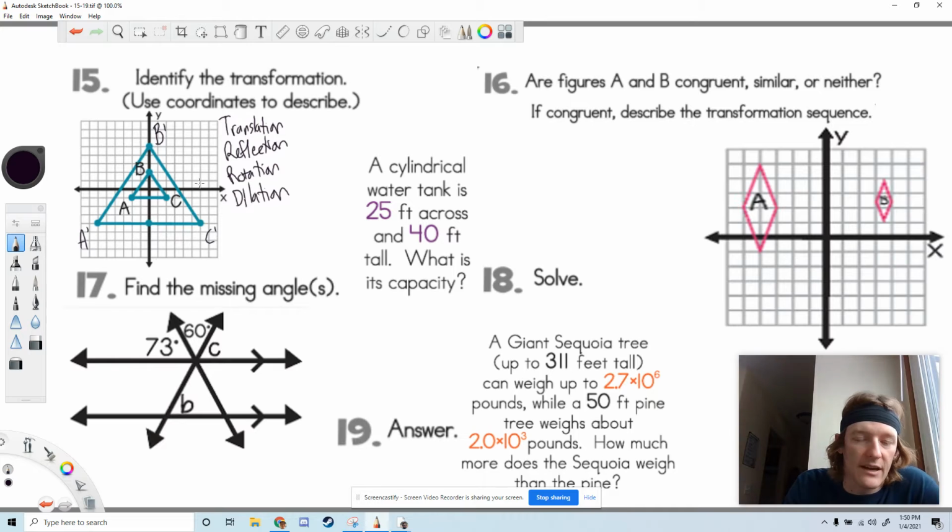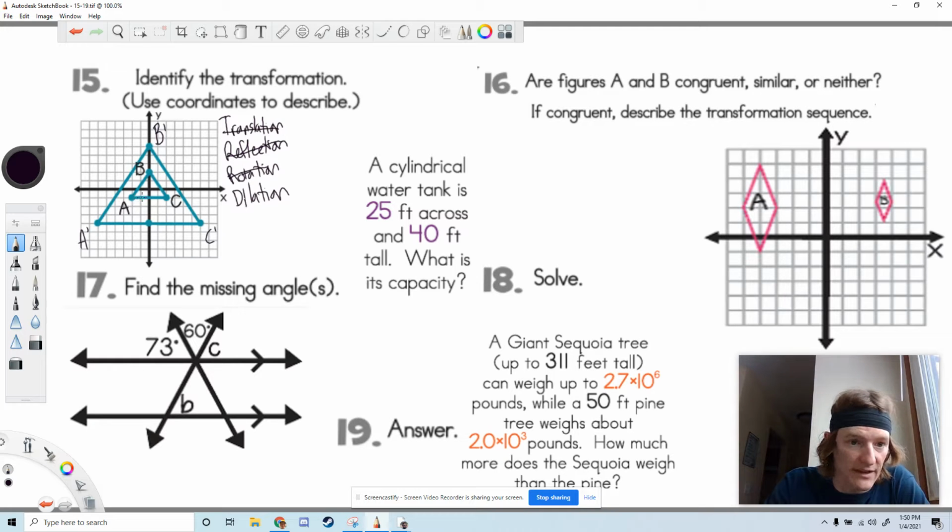We can see that this small triangle is getting larger. Well, translation is where you just move something, you slide it. So it's not that. It's not a reflection because it's not like a mirror image. We didn't rotate this triangle. We kept it the same orientation. So which means it's going to be a dilation. Dilation is where you make something smaller or bigger. We need to see what our scale factor is.